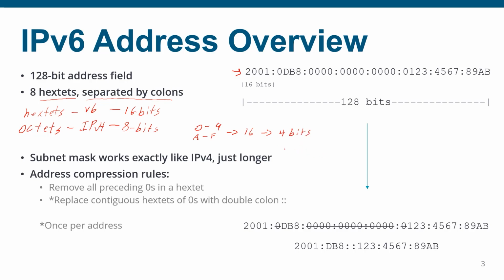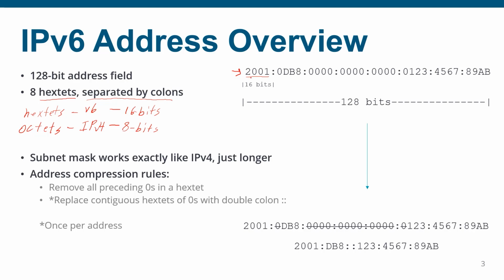And recall our binary counting. If we have 1, 1, 1, 1, this is the 1's place, the 2's place, the 4's place, and the 8's place. And we add this up and we get 15, which goes from 0 to 15, meaning 16 possible combinations. Which is why we write 0 through 9 and A through F in hexadecimal, and why that is equal to 4 bits each character. So there are 16 bits per hextet, which is 4 characters.